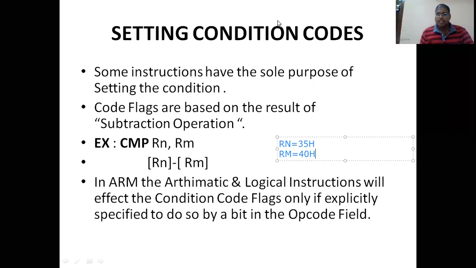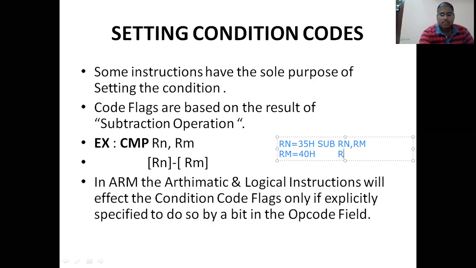Now if I execute an instruction like subtract Rn comma Rm, here N and M indicate numbers. It may be subtract R2 comma R3 or R3 comma R5, like that. N is a number and M is a number. So if I write an instruction like this, subtract Rn comma Rm, then there is a subtraction that takes place.